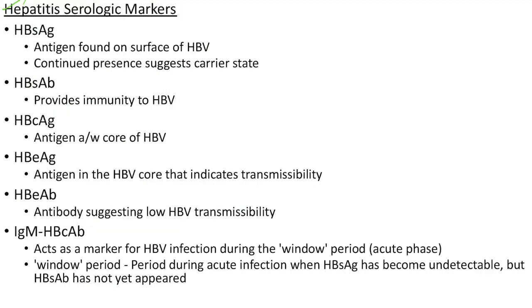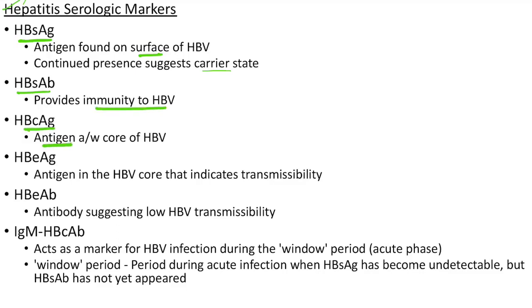Now let us discuss about hepatitis serologic markers. HBsAg is antigen found on surface of HBV. Its continued presence suggests carrier state. HBsAb is antibody against HBsAg. It provides immunity to HBV.